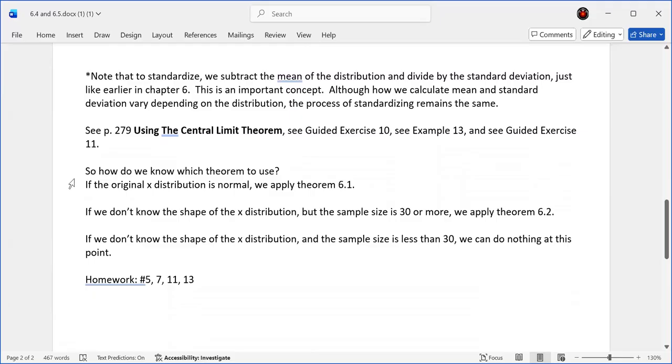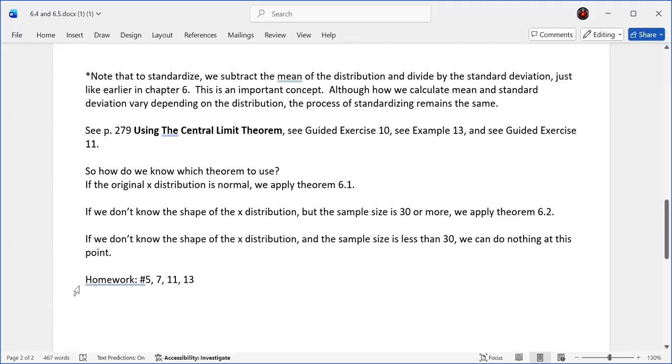So here's the important information I used at the end here to summarize it. How do we know which theorem to use? Do we use 6.1 or 6.2? Well, if the original distribution is normal, we're going to apply theorem 6.1. If we don't know the shape of the X distribution, but the sample size is 30 or more, we're going to apply the central limit theorem, theorem 6.2. If we don't know the shape of the X distribution and the sample size is less than 30, we don't cover at this point how to handle that information.